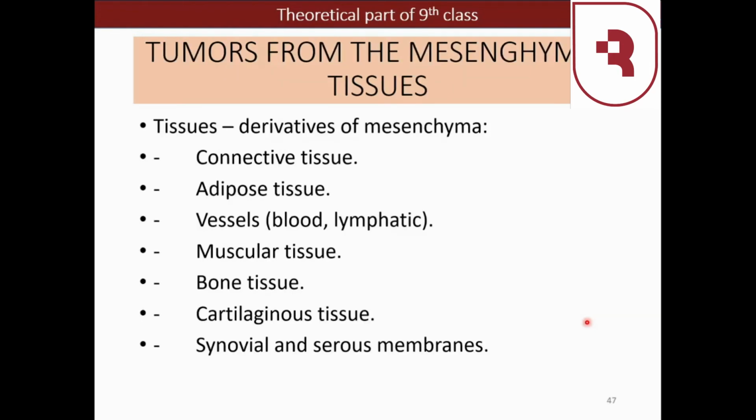Tumors from mesenchymal tissue. So we should again remember the tissues which are included in the group of mesenchymal tissue. We have connective tissue, adipose tissue, vessels, blood and lymphatic vessels also, muscular tissue, bone tissue, cartilaginous tissue, synovial and serous membrane of our organism.